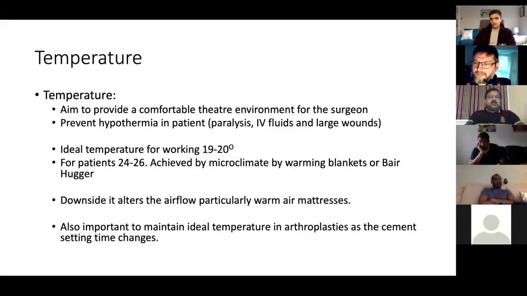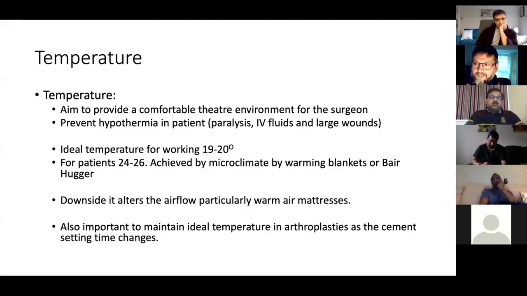Why is temperature regulation important in the theater? One, it needs to provide a comfortable theater environment to the surgeon and other personnel. Two, we have hypothermia in patients, directly related to increased incidence of infection. The contributing factors could be paralysis, IV fluids, or large open wounds.